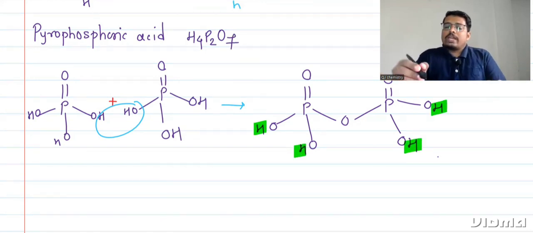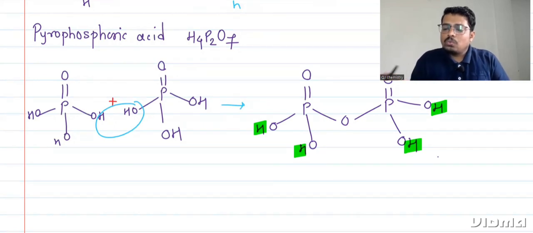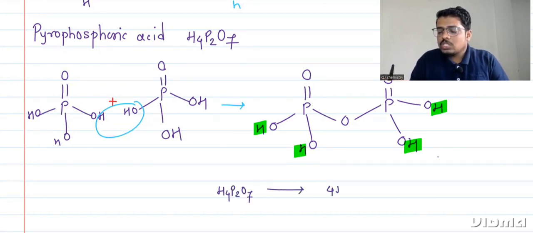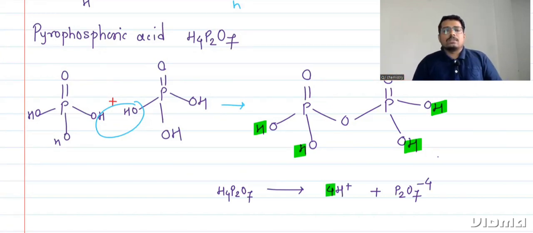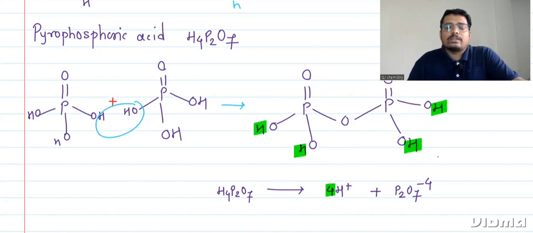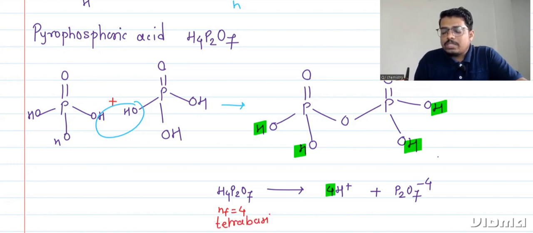When pyrophosphoric acid is added into water, it will dissociate. H4P2O7 on ionization gives 4 H plus ions plus the pyrophosphate ion. So due to the formation of these 4 H plus ions in the solution, the N factor of pyrophosphoric acid is equal to 4. This pyrophosphoric acid is known as a tetrabasic acid.